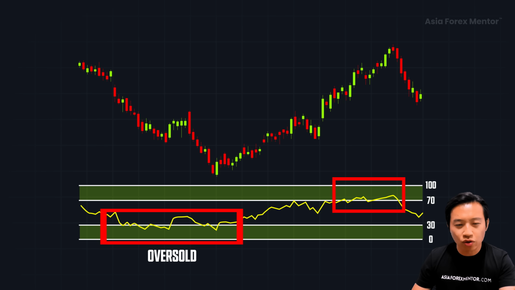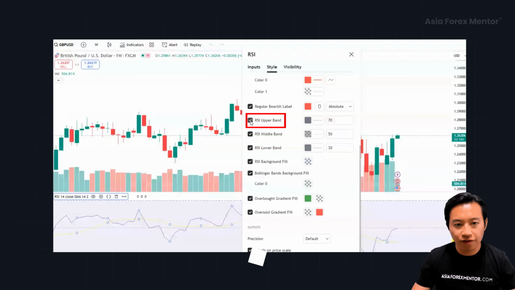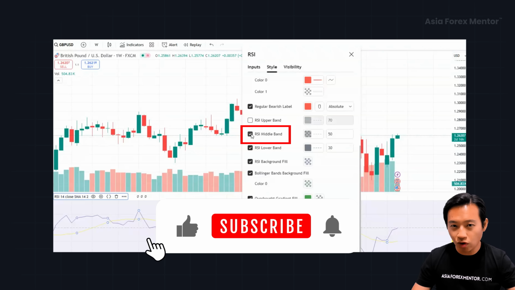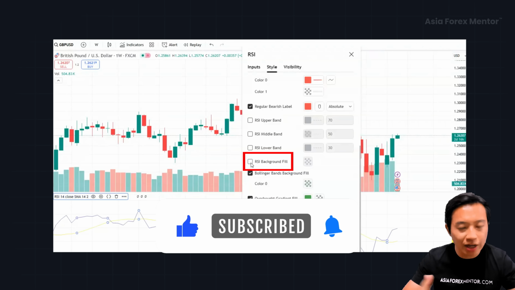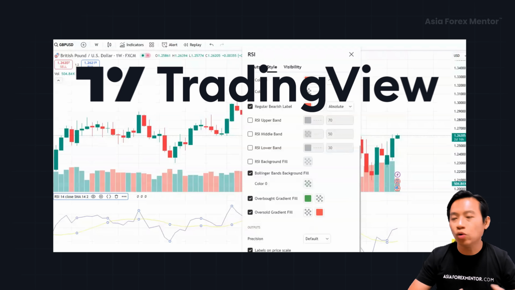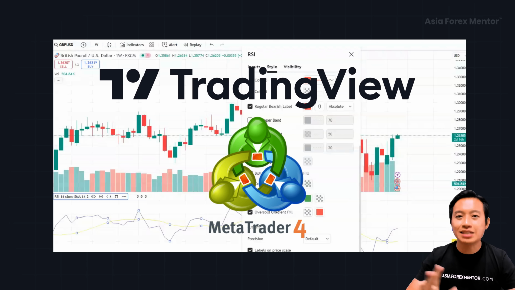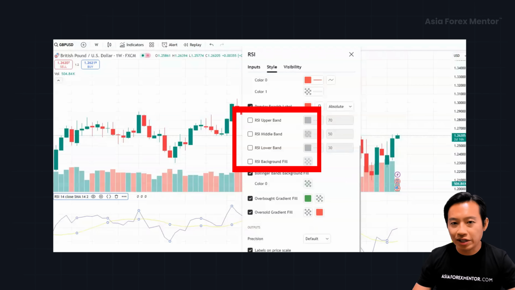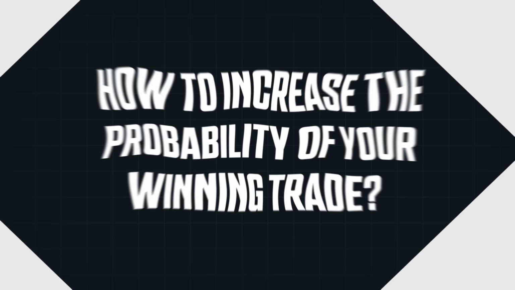So what I would like to do is, when you are setting up your RSI settings, get rid of the upper band, the middle band, and the lower band, and also remove the RSI background. Depending on what trading platform you're using, whether you're on TradingView, MT4, or your own broker's platform, the settings are plus minus the same. So just remove all these levels, remove the background. Now, this is how you can increase the probability of your winning trade.